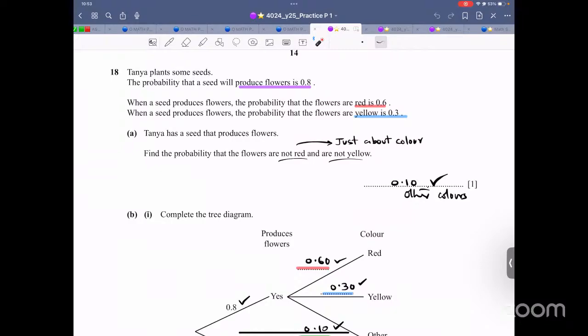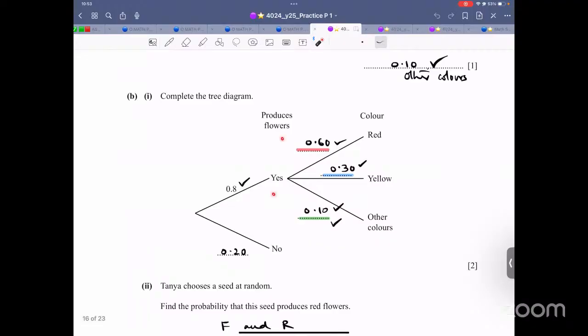Something to do with tree diagram. Tanya plants some seeds. The probability that the seed will produce a flower is 0.8. When a seed produces a flower, the probability that the flower is red is 0.6, yellow is 0.3. Tanya has a seed that produces a flower. Find the probability that the flower is not red and not yellow. So this is 0.6, this is 0.3, that is 0.9. So 1 minus 0.9 is 0.1, other colors.